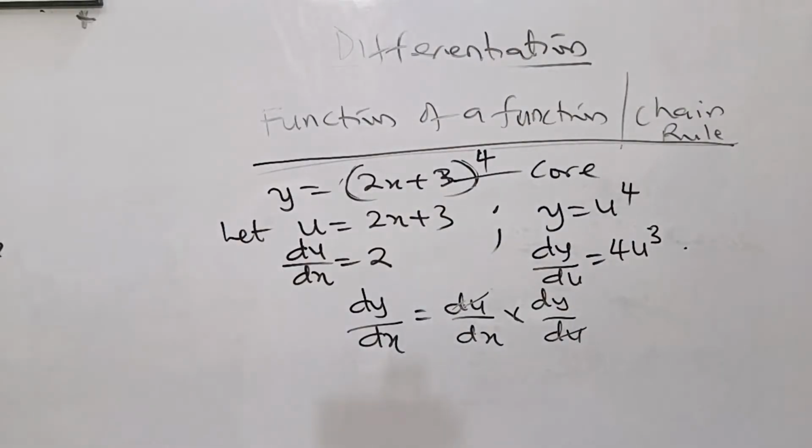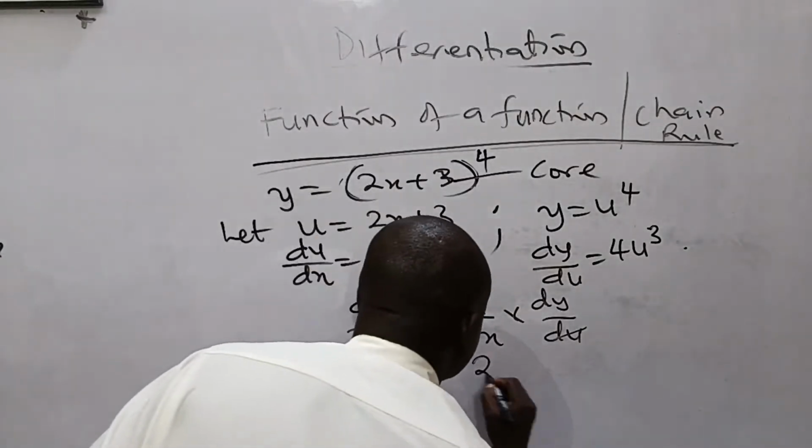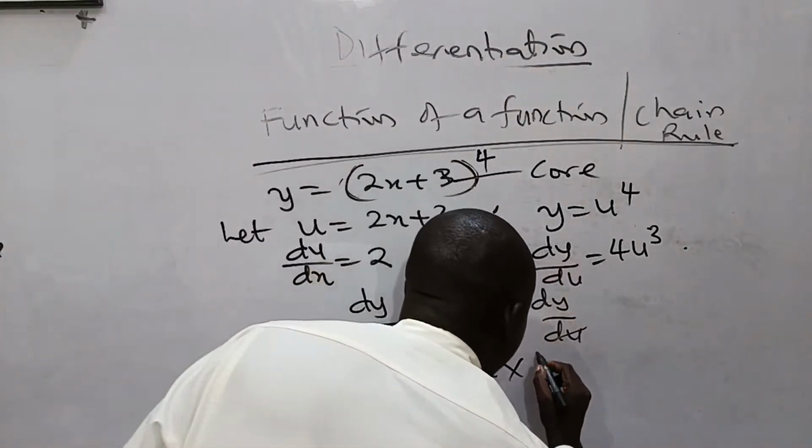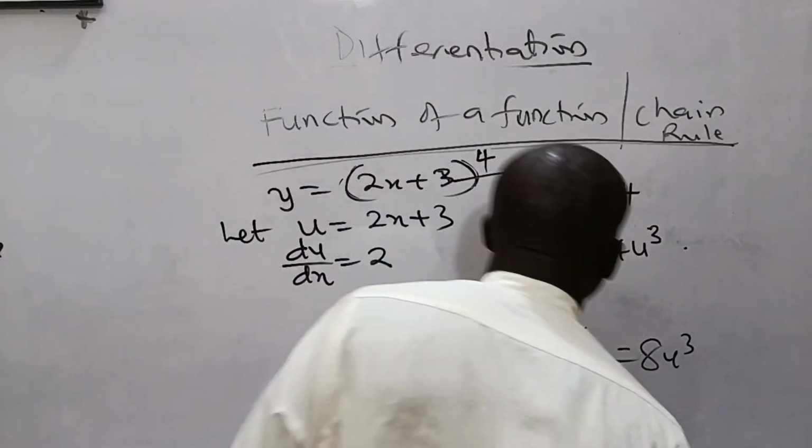But since we cannot get dy dx directly, we have to use this method. Since I cannot get that directly, I have to use this method. Then from here, what is du dx? That is 2, multiplied by dy du, 4u cubed. So here I'm going to get 8u cubed.